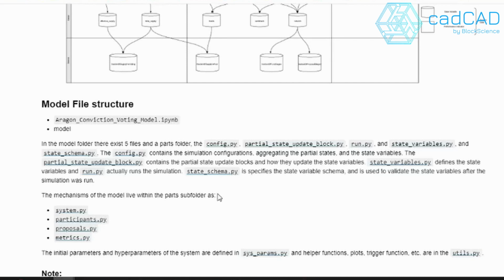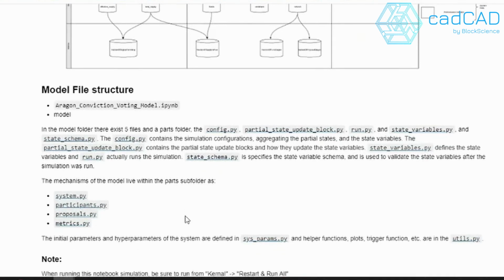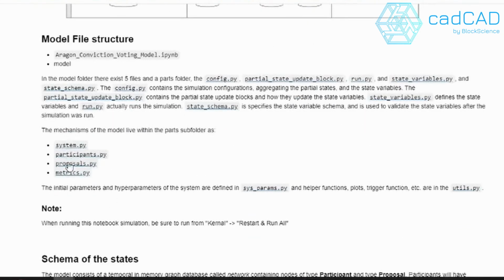State schema is just a way for us to verify that if we say that a value is going to be an integer, such as 0 or 1, for instance, we verify that that actually happened when we run the simulation. And in our actual simulation, we have 4 components: behavior, state, mechanism, metrics.